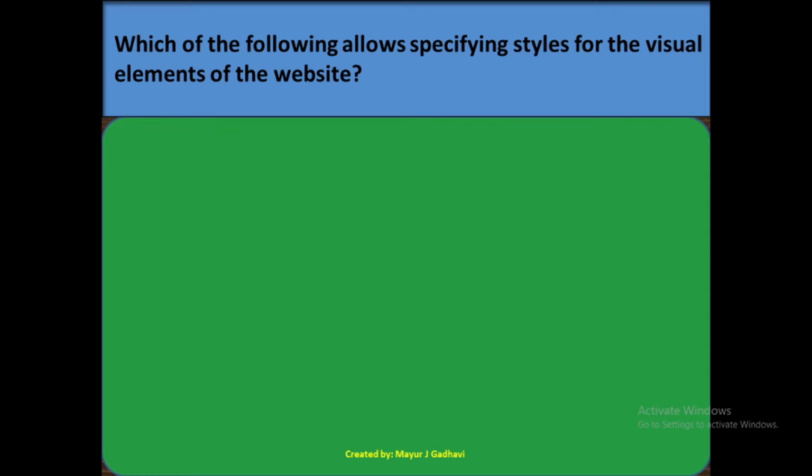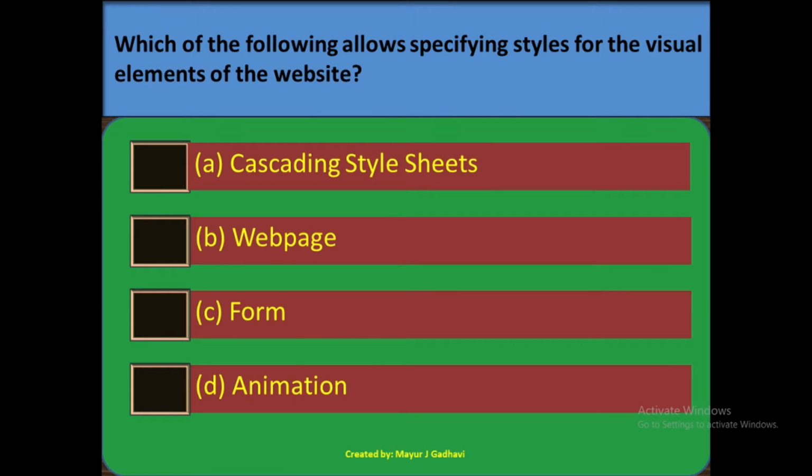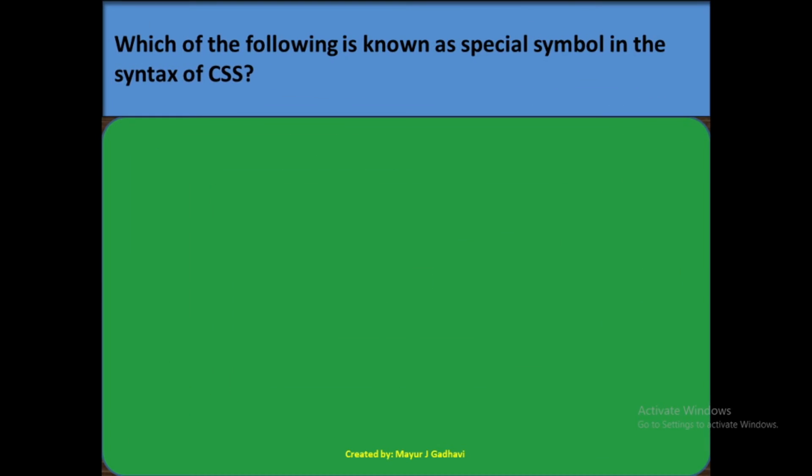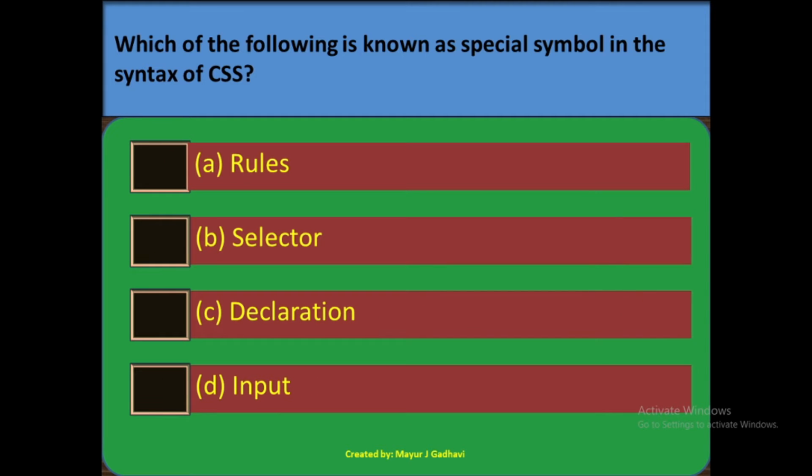Well, the first question is, which of the following allows specifying styles for the visual elements of the website? Well, the options are cascading style sheets, web page, form, animation. Well, the correct answer is cascading style sheet. Second question, which of the following is known as special symbol in the syntax of CSS? Well, the options are rules, selector, declaration and input. Well, the correct answer is rules.